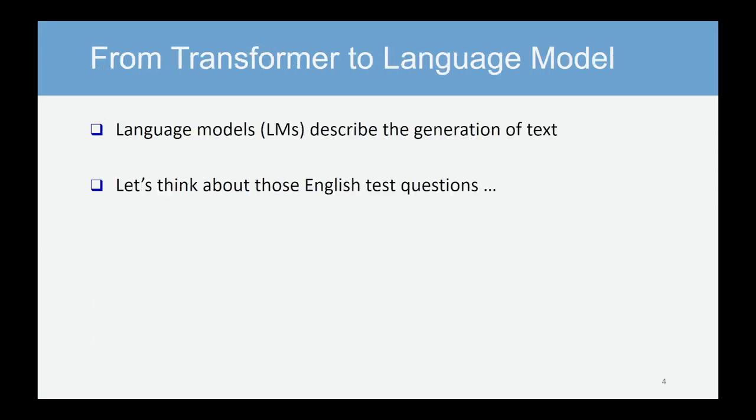So let's focus more on how we can train the transformer to become GPT models. One thing we need to understand is language modeling. A language model basically describes the generation of text, how we write, read, or speak all these English sentences. This is the basic idea of language modeling.